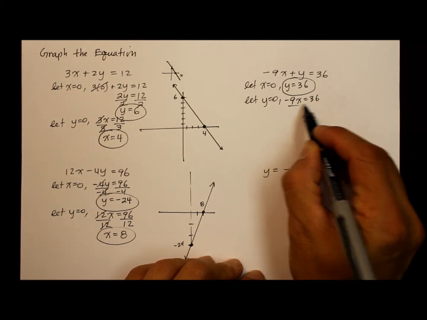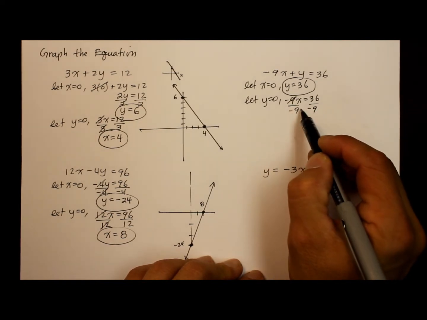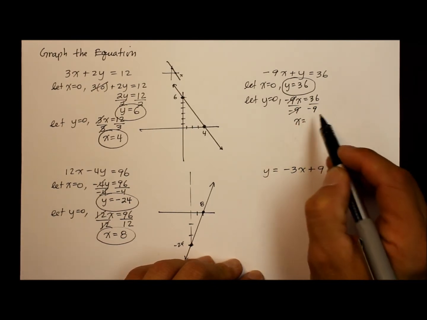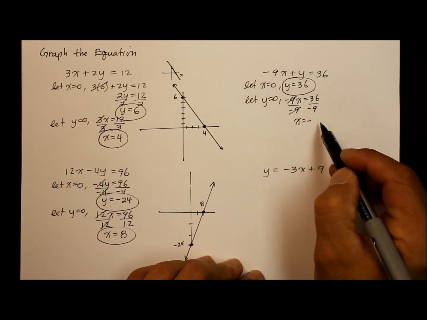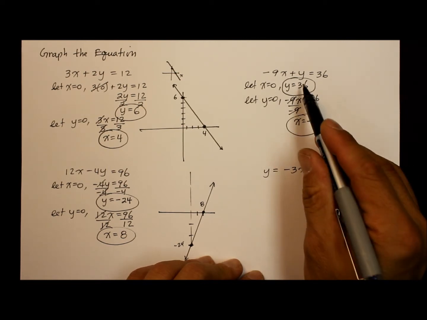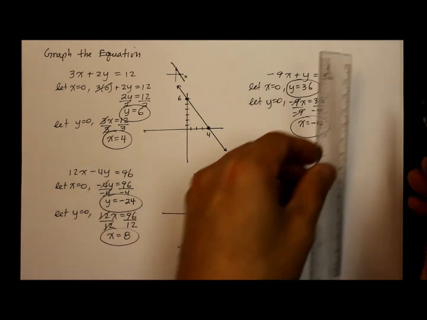To solve for x, divide the negative 9 to both sides. Negative 9 reduces to 1x, or simply x. And negative 9 goes to 36 negative 4 times. So those are my x-intercept and the y-intercept of this equation. And I could graph that.